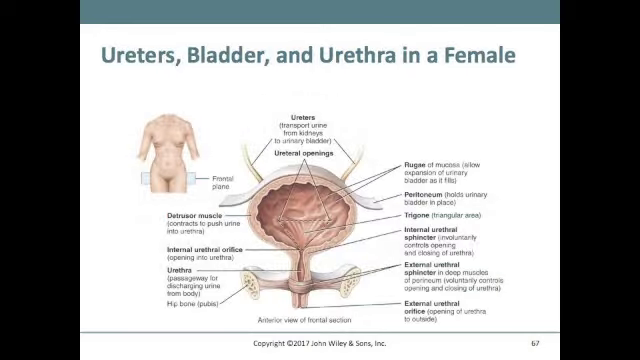And this is figure 26.21 on page 1075. This shows the ureters, the urinary bladder, and the urethra in a female. So as I said, urine is stored in the urinary bladder before being expelled by micturition, and micturition is just a fancy word for urination.